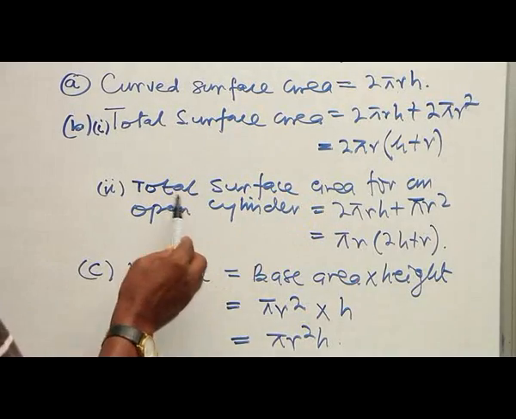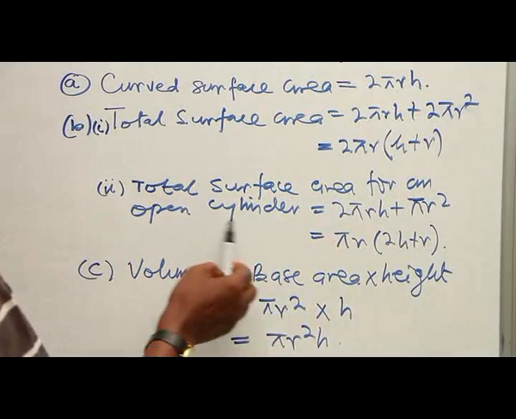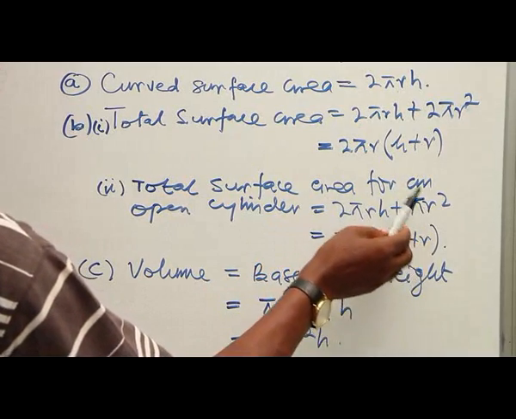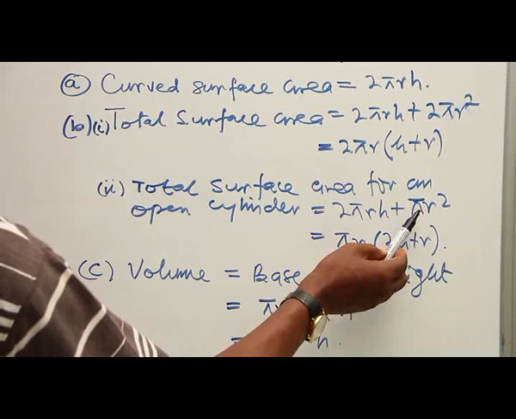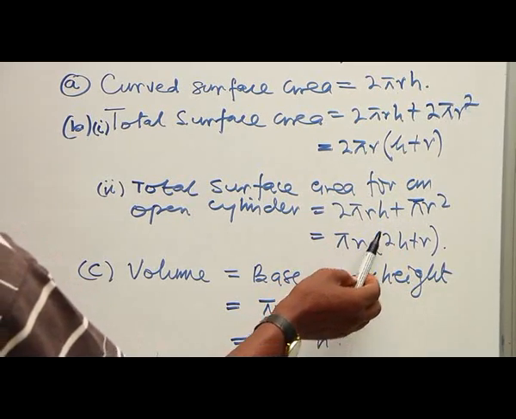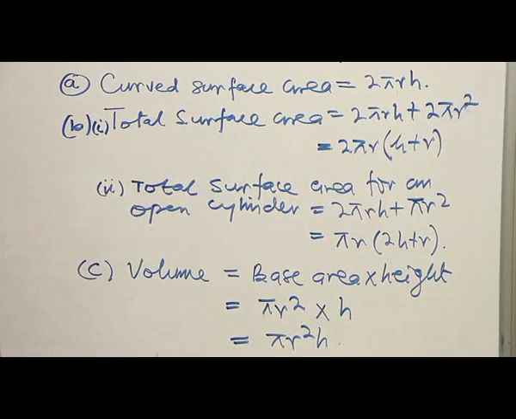In such a case, the total surface area for an open cylinder will be equal to 2 pi r h plus pi r squared. Pi r squared because only one circular face is remaining, which you can also factorize to give you pi r into 2h plus r.